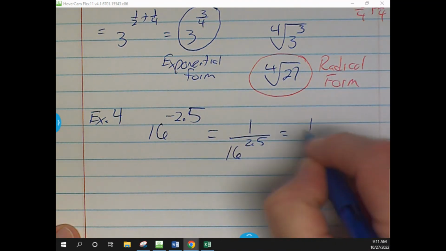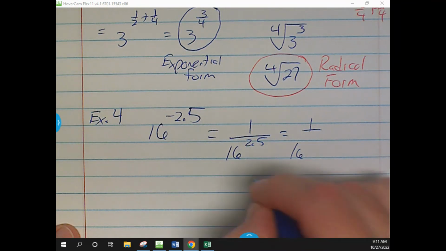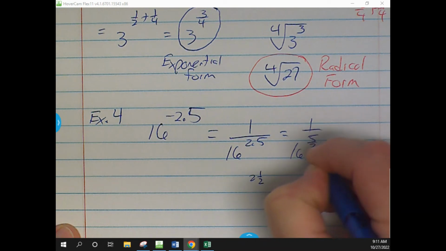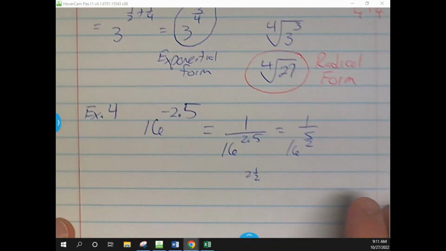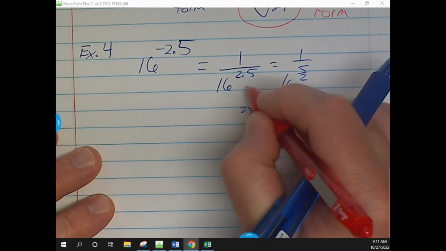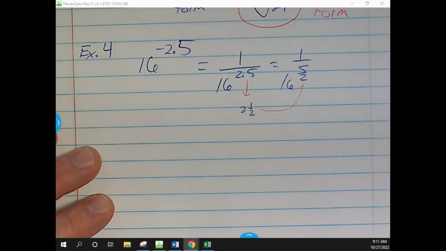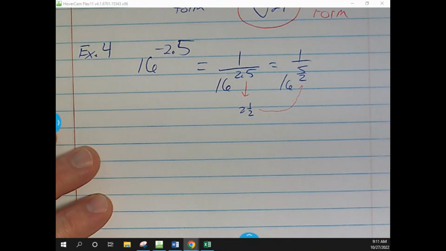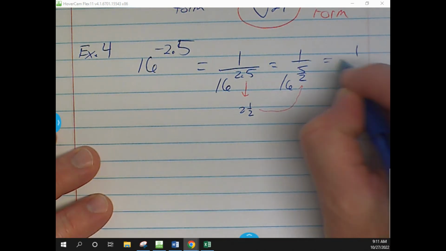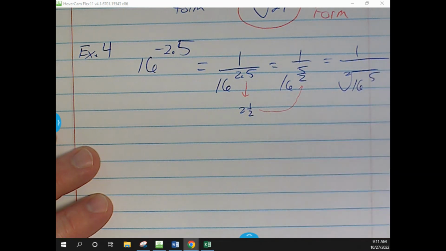So if it's 2.5, if we make it from a mixed number back to an improper fraction, that would be 5 over 2. And why that helps is, what happens if you do the square root of 16 to the 5th power? Now, let me ask you this much.